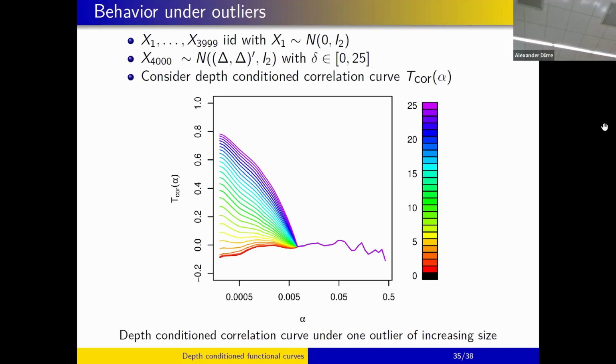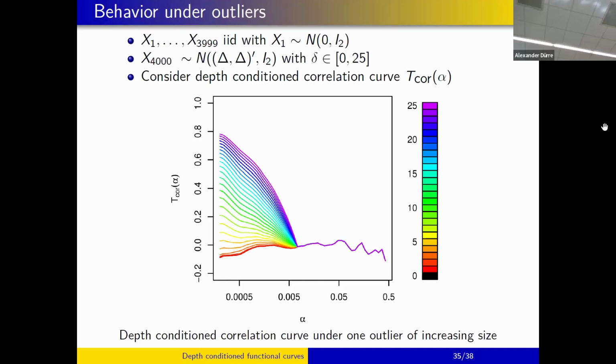So you see that the depth conditional function curves are influenced, but only if you go to the extremes. That's what you expect. And it's more influenced if your outlier is larger. It's also what you expect. But the inner points don't change. The correlation of the inner points does not change because it's just one outlier.